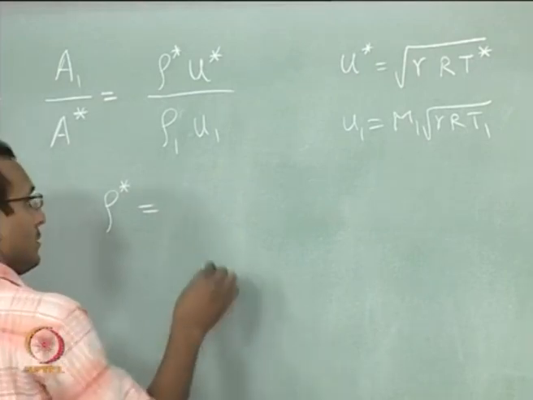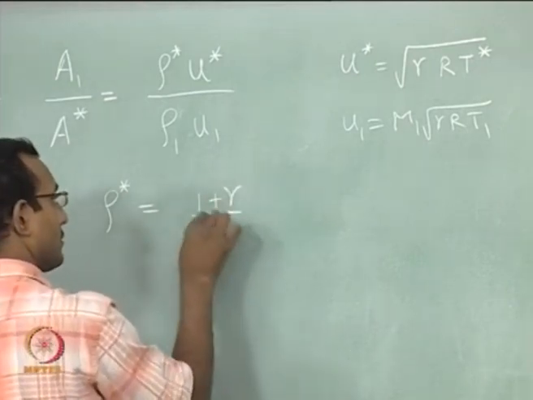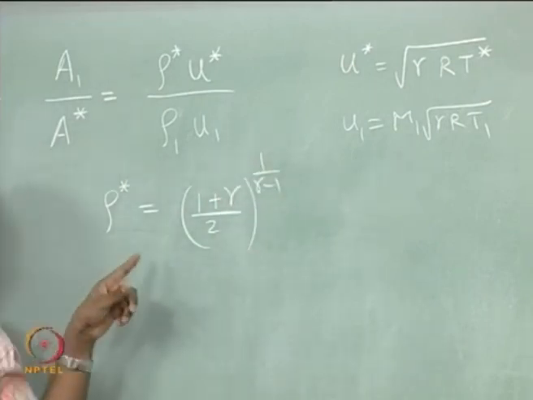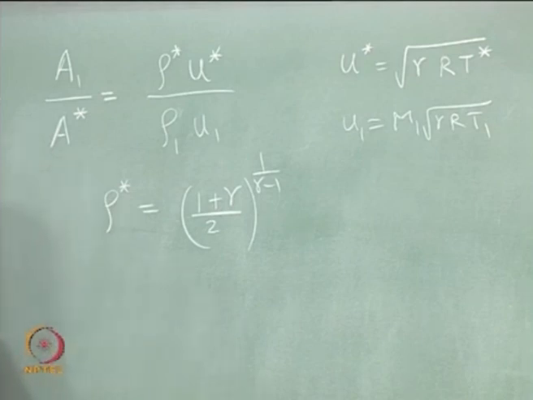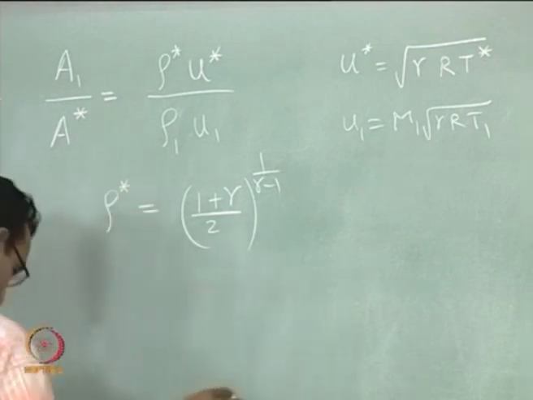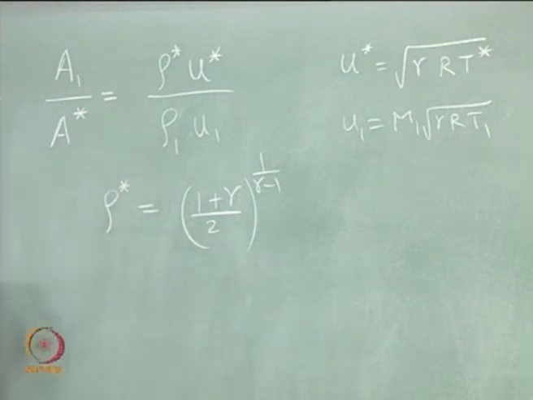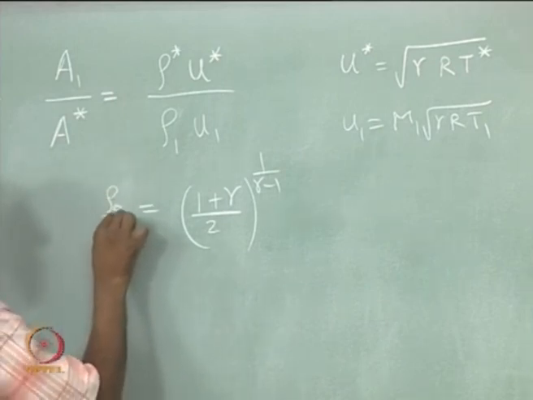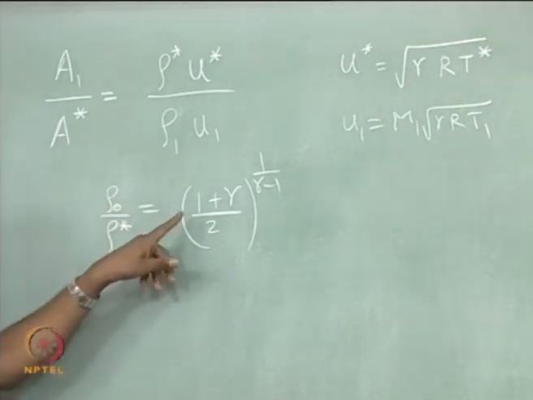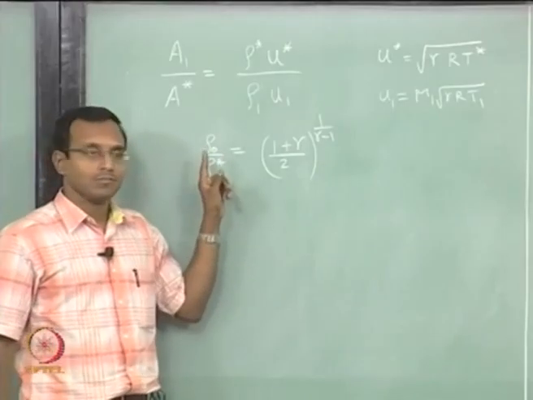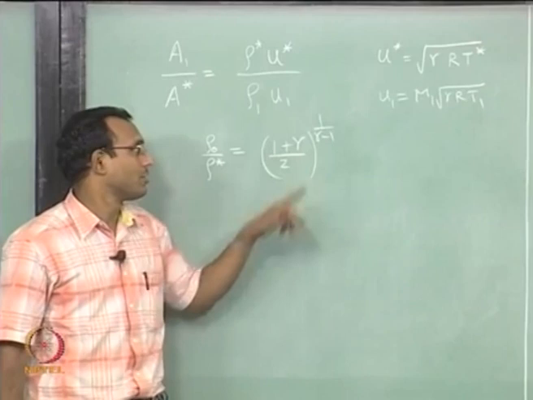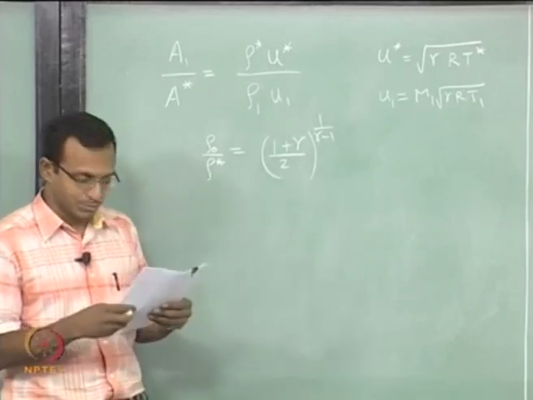Rho star, from our expression, we already did this, we can write it like this. Oh wait, I have to put a rho naught, there is a mistake there. I will rewrite things, I will write it as rho naught by rho star. What I have done here is just the same expression for rho naught by rho for M equal to 1 condition, 1 plus gamma minus 1 by 2 into 1 squared, to the power 1 by gamma minus 1. That is what I have here, this is the correct expression.